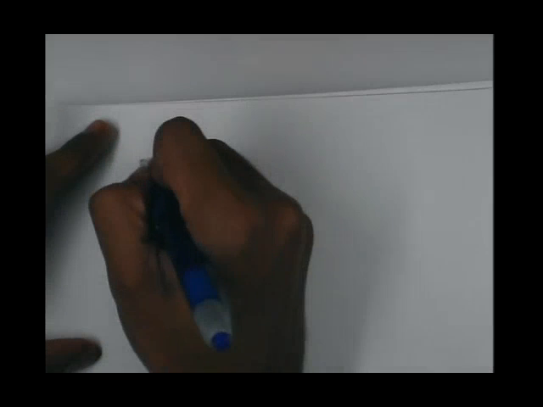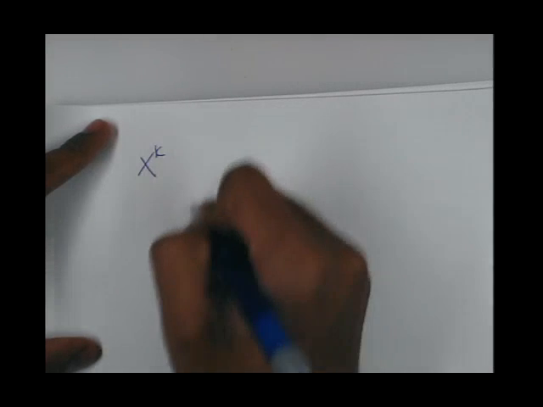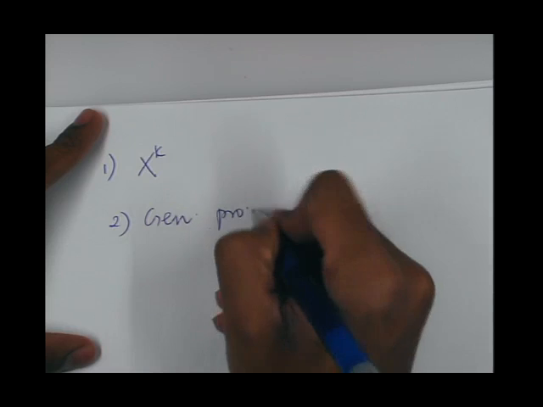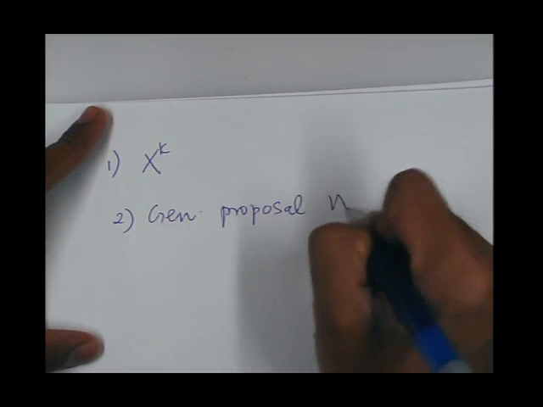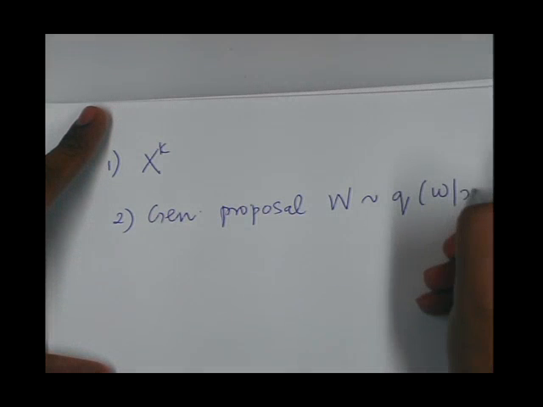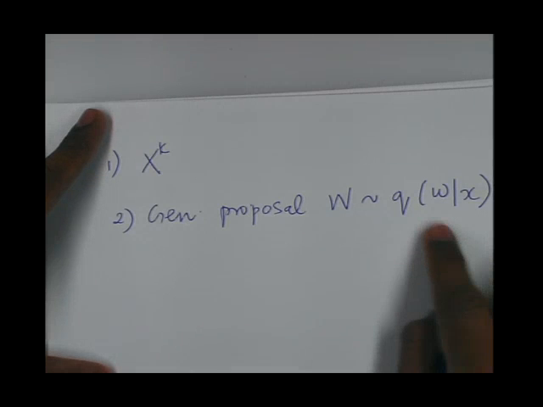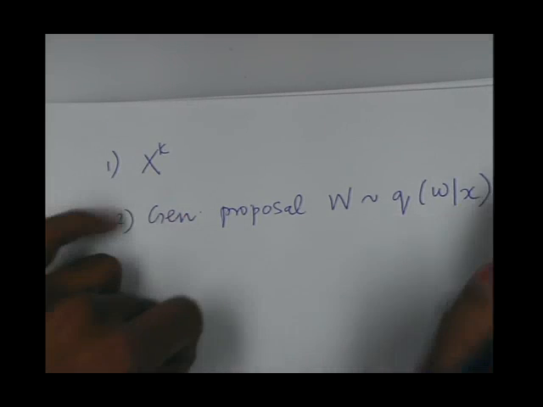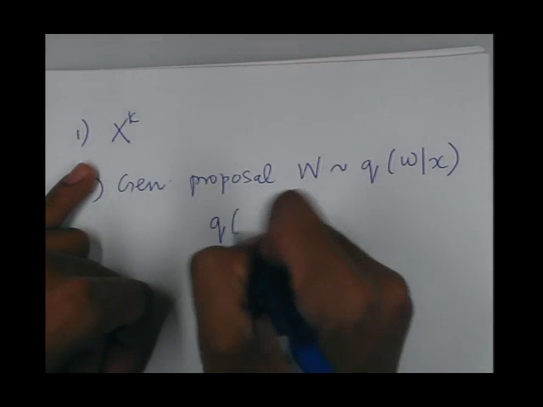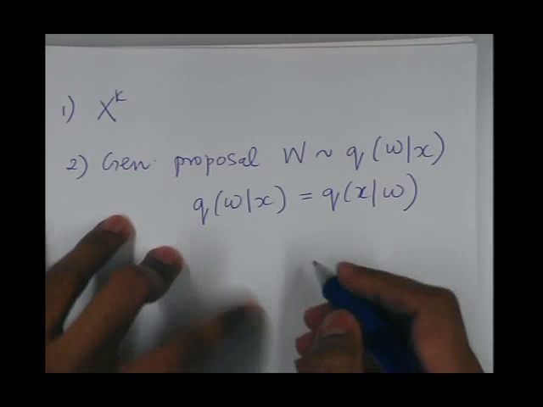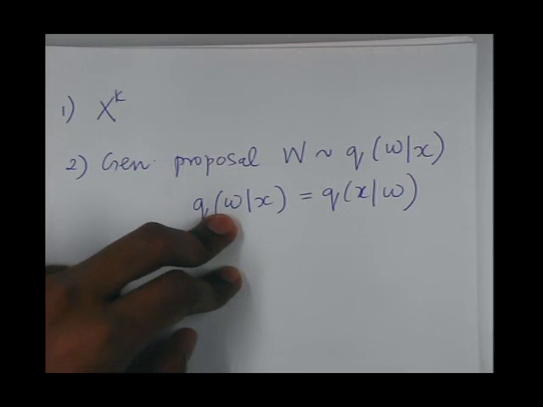So you start off with an x of k, and you're going to generate a new proposal. So 1, you start off. 2, you're going to generate a proposal, w, which comes from some density function q of w given x. The new random variable comes from a density function which has this very important property that Q of W given X has to be equal to Q of X given W. For now, just believe me, we'll later see a formal proof of why this is done.